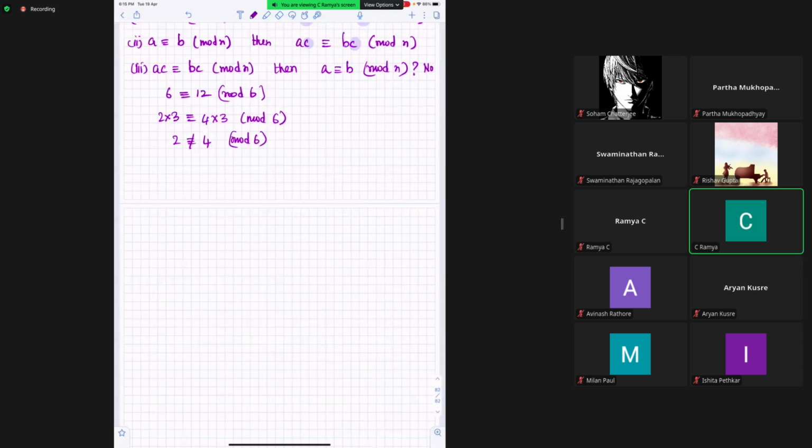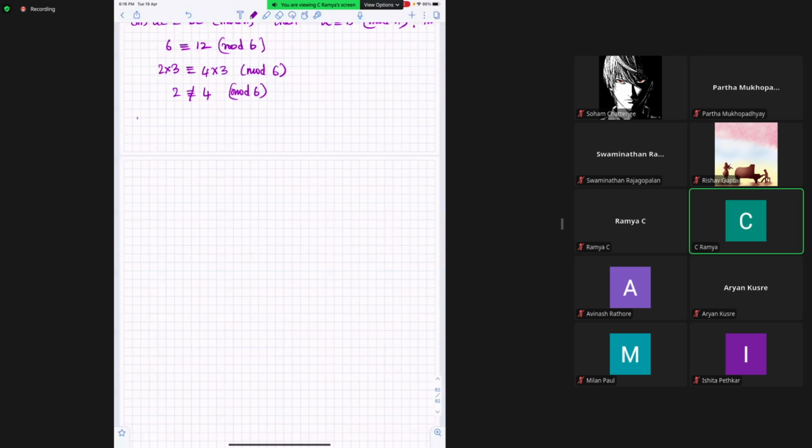So in general, this is not true. One question is, is there some special case in which this is true? And it turns out that if you can play around with the GCDs, then you can actually say that this is true. So when will AC congruent to BC mod N imply that A is congruent to B mod N? Right? So what is the condition that you require on A, B, C, and N?